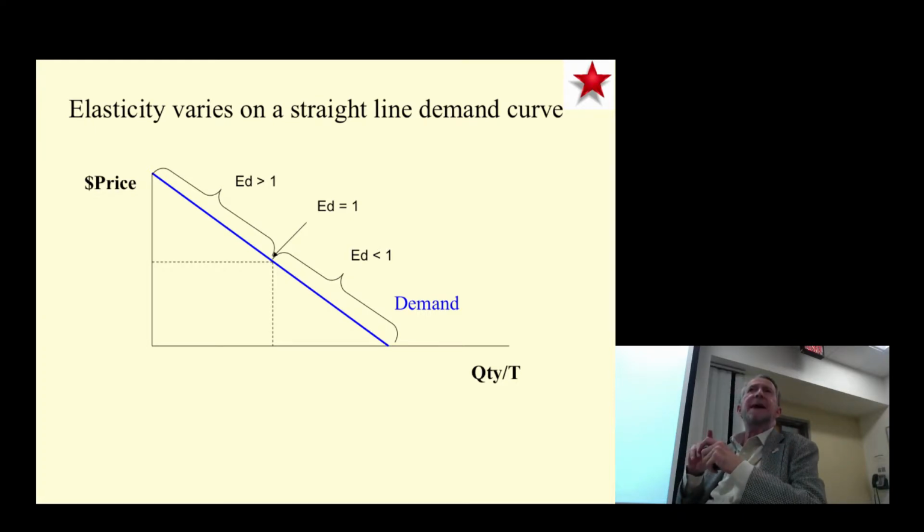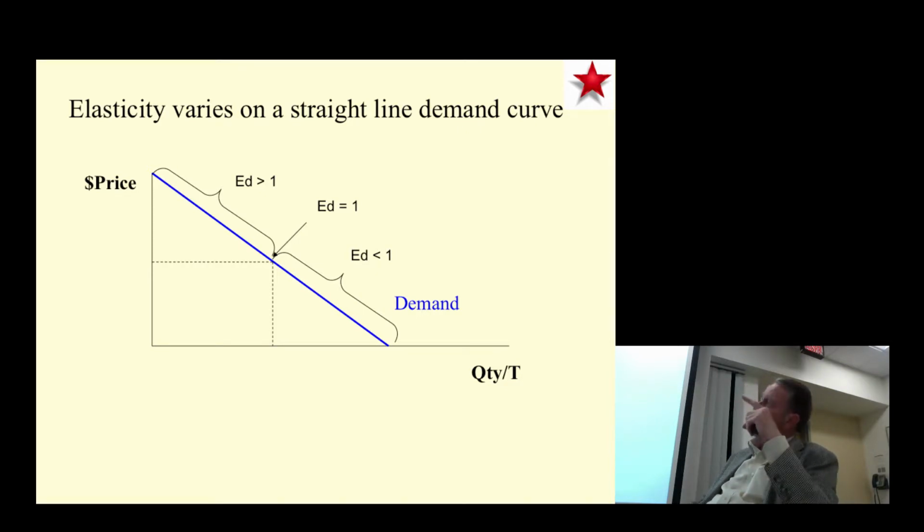On a straight line demand curve, it turns out that the upper half of the curve is the elastic region of the curve. The midpoint is unitary elastic, and the bottom half of the curve is the inelastic portion. If you remember my example of 10, 9, 8, I had $10 1 unit, $9 2 units, and so forth. Well, think about it.